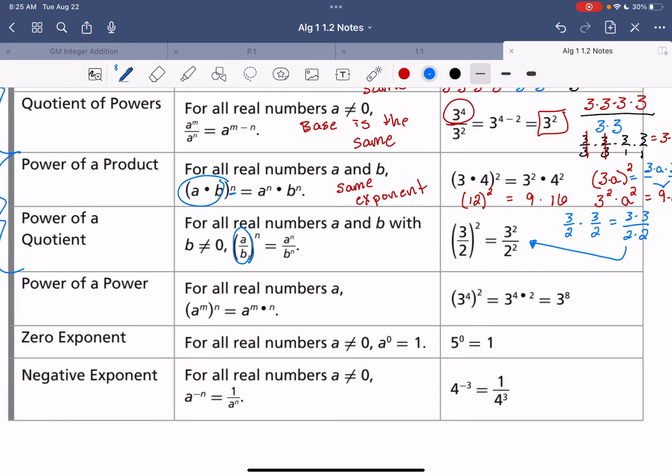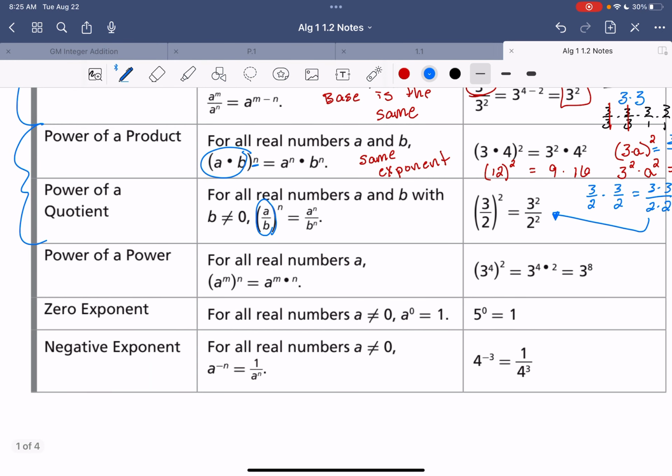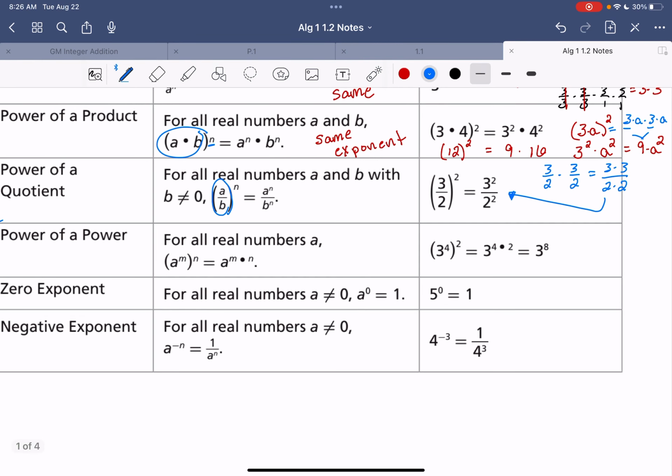Okay. The power of a power. Okay, here I have one single base, a, but 2 separate exponents, with parentheses here, okay? Again, you can get to this one without using the rule if you don't remember the rule.